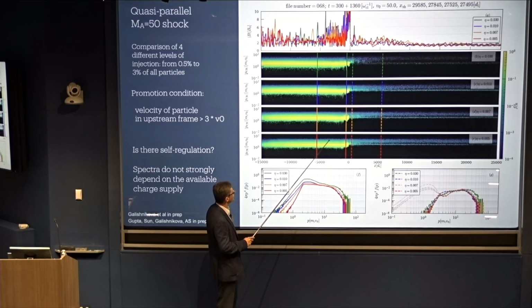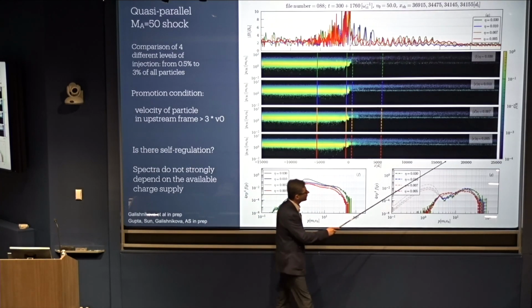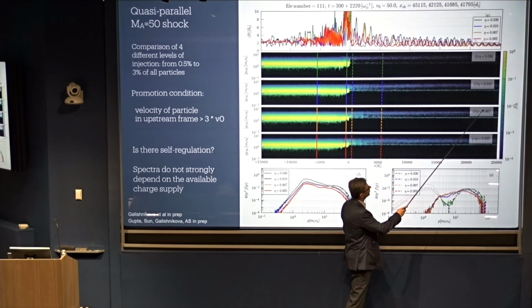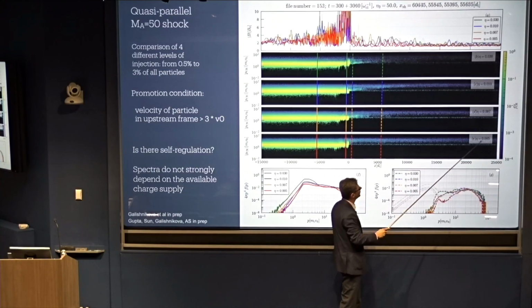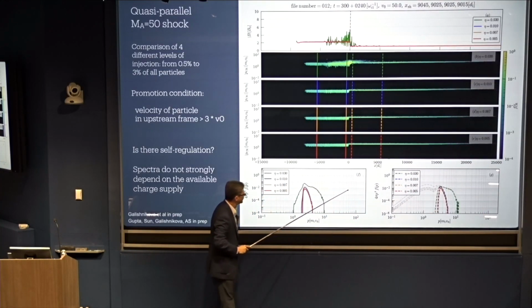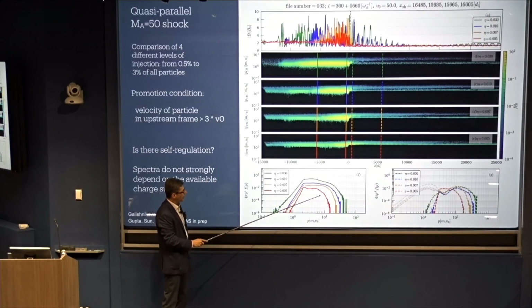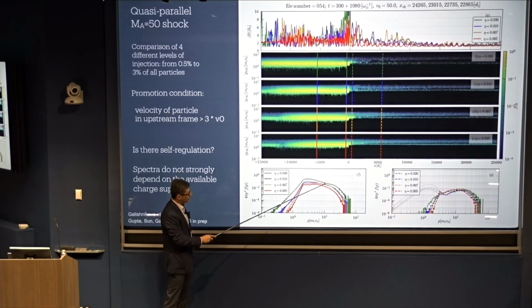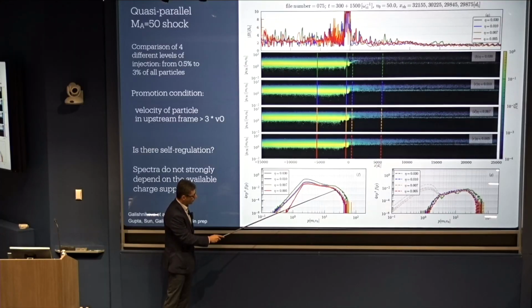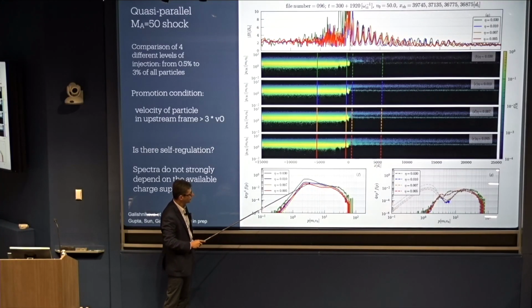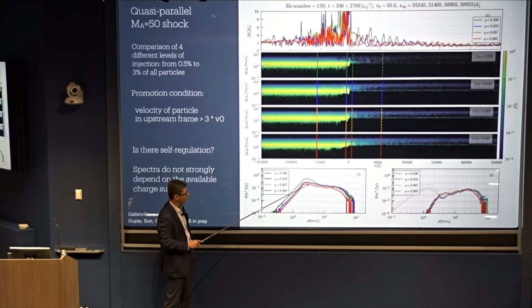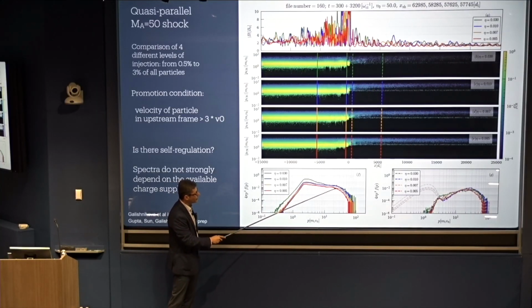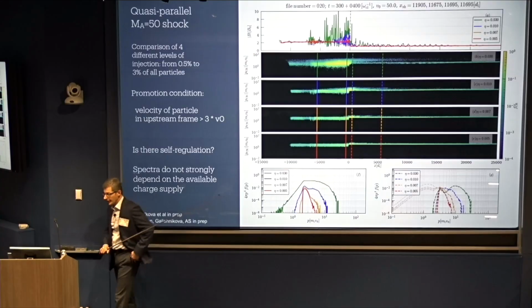What you see here is different levels of what we call injection, so different weight of the test particles, going all the way to 3% from 0.5%. And here you see the spectra. The spectra seem to kind of saturate. So the non-thermal part of the distribution seems to saturate. The thermal part, of course, depends on our injection, because there are more green particles than red particles. But the returning ones seem to saturate at some magic value.